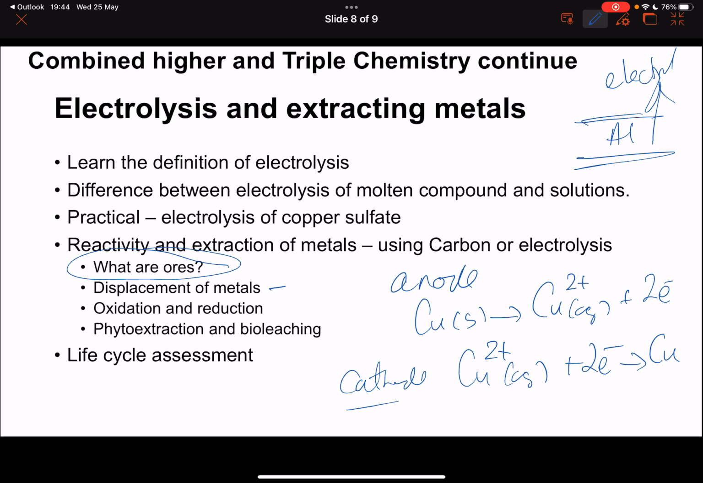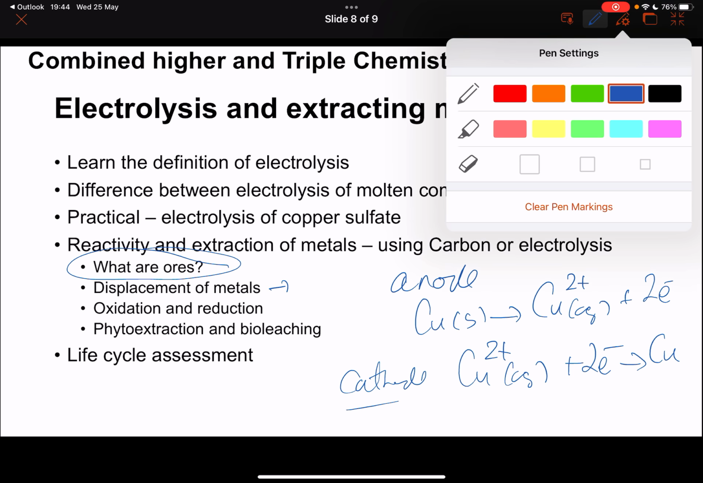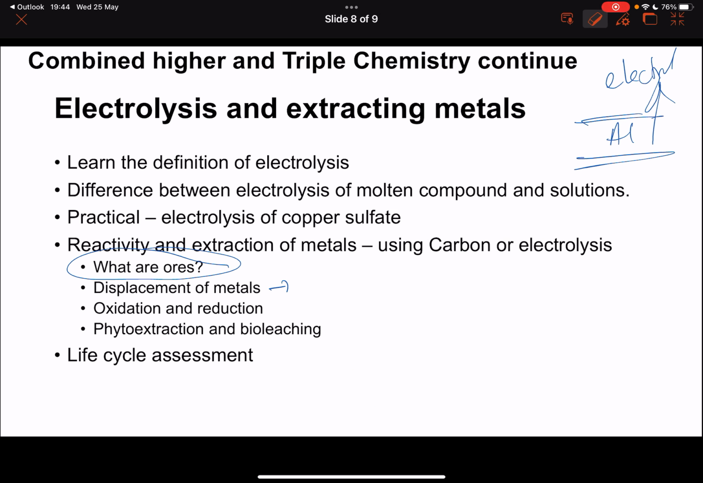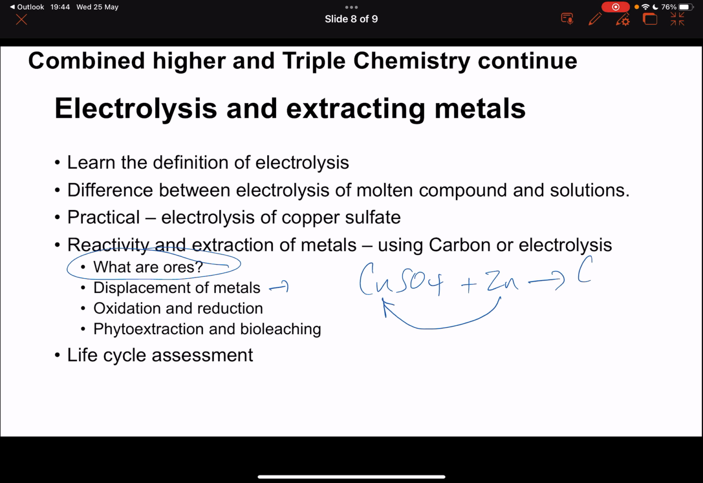Displacement of metals means a more reactive metal will displace a less reactive metal from its solution. Like copper sulfate can react with zinc. Zinc will replace copper, and that's one way of extracting metals.